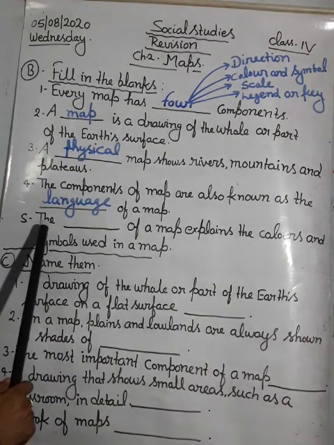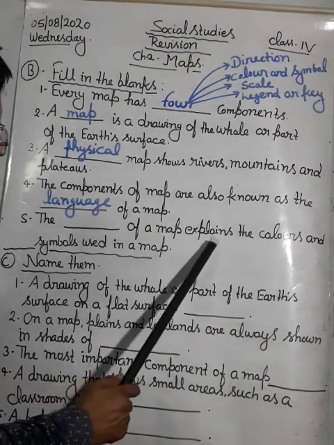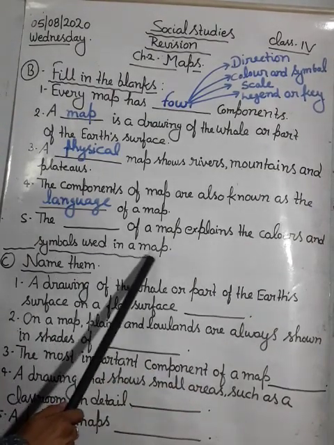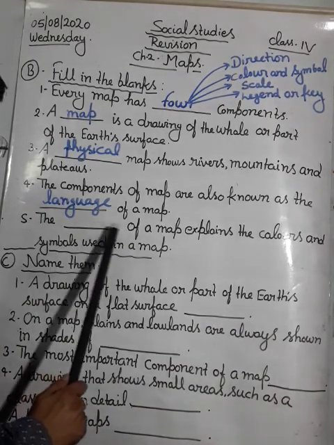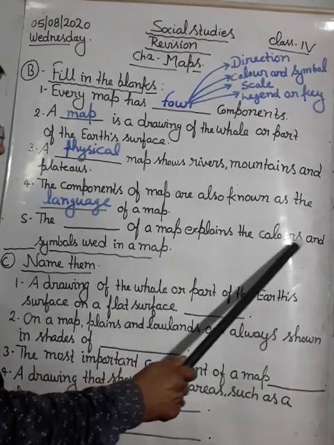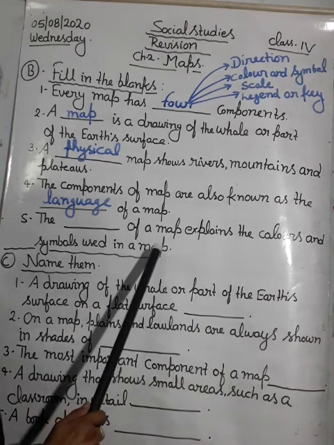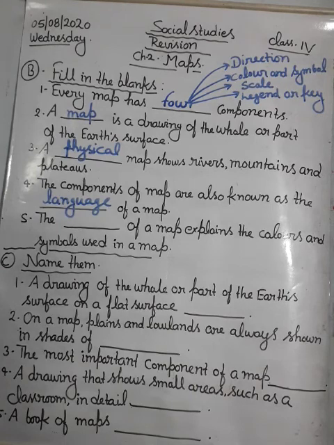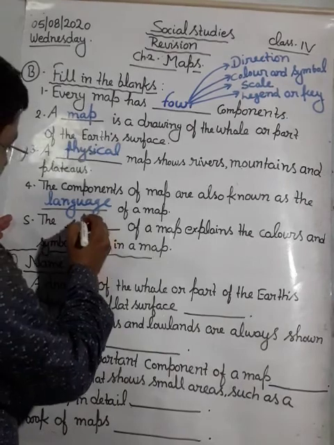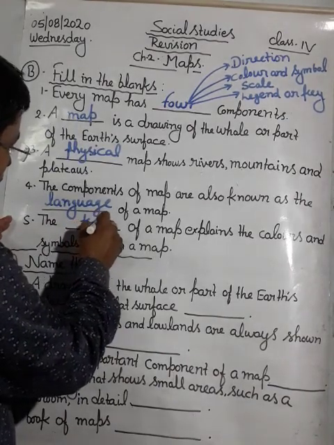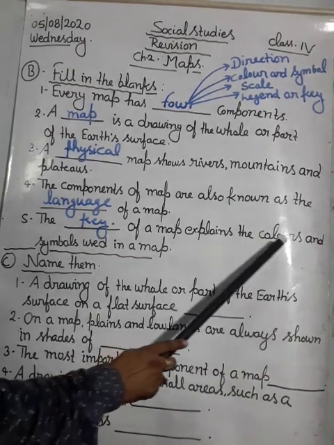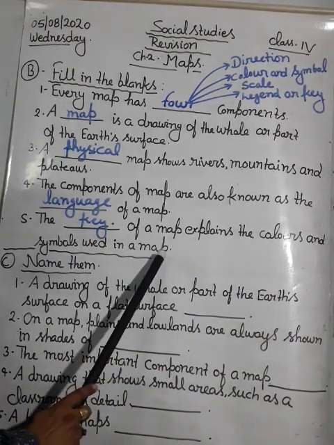And the last one is, the dash of a map explains the colors and symbols used in a map. What will be the answer? Key. The answer will be key. The key of a map explains the colors and symbols used in a map.